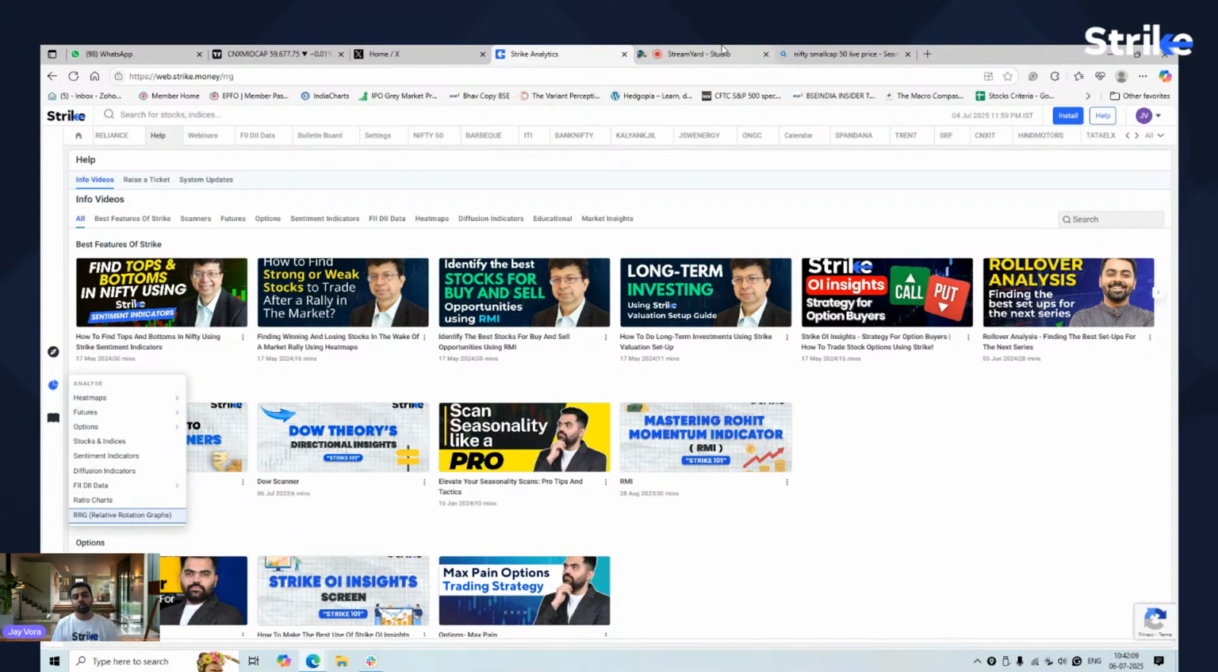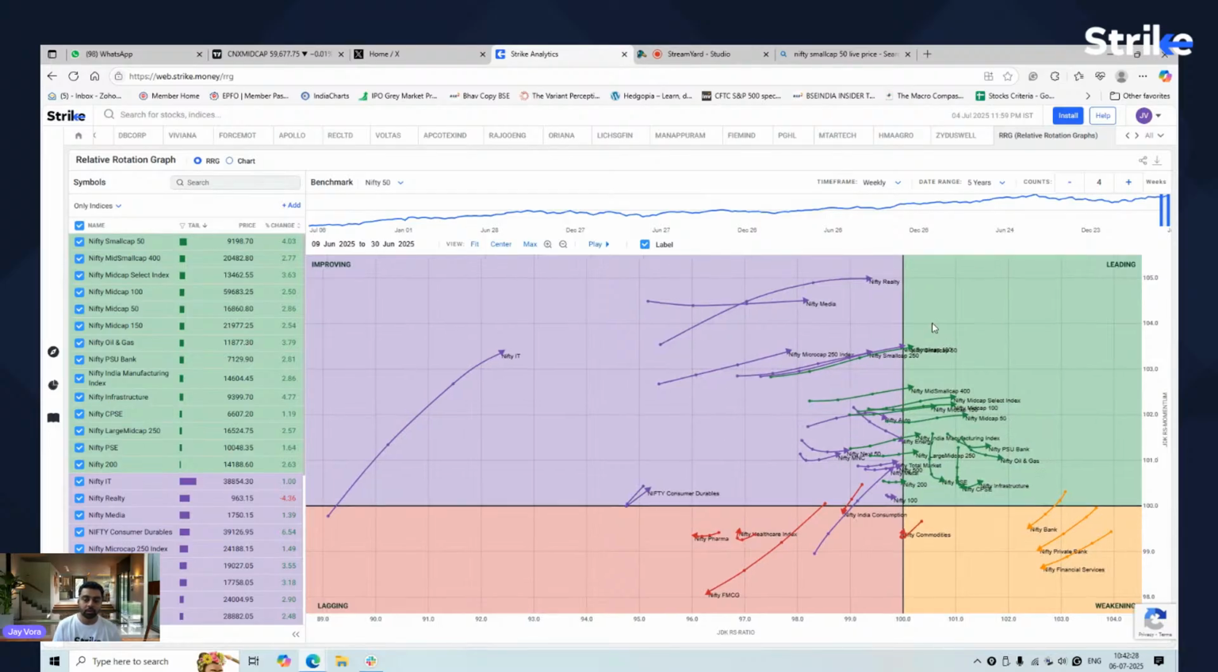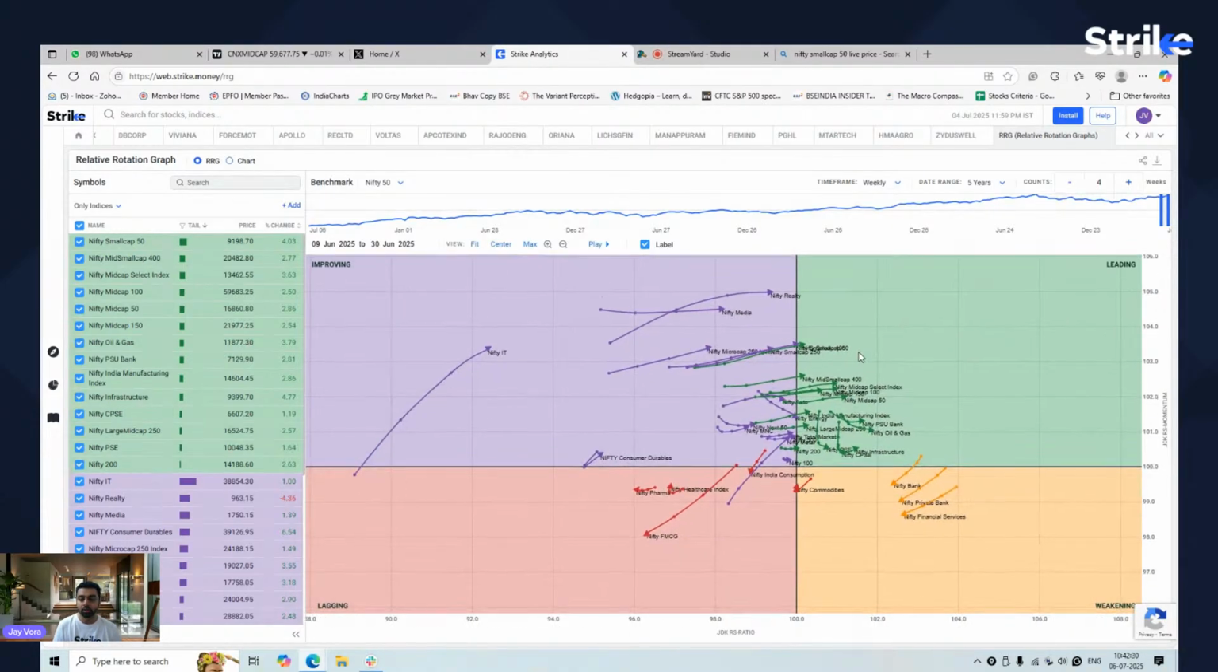Now, once you have formed a view on the index, and supposing you think that the market is going to go up, or down, whatever it is, that's where you will come to RRG and try to find your setups. I hope these things are clear, because this is the starting point to understand.